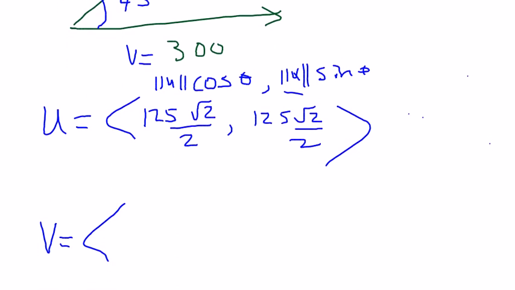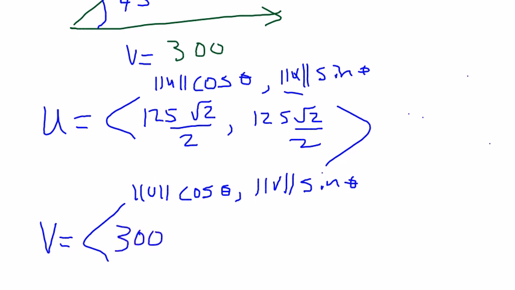V is going to be the magnitude of v, cosine of the angle, magnitude of v, sine of the angle. Okay, so what is the magnitude of v? Well, that's 300. Cosine of 0, the x value at 0 is 1, right? 300 times the sine of 0, which is 0, so this is going to cancel off to 0 here. So these are our two vectors.